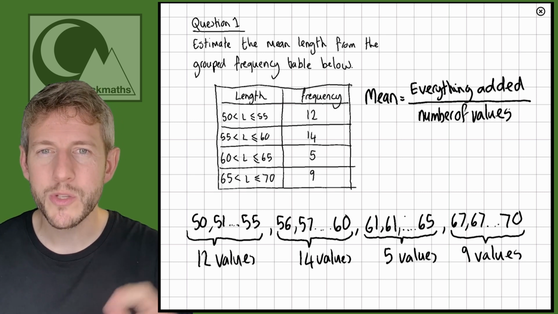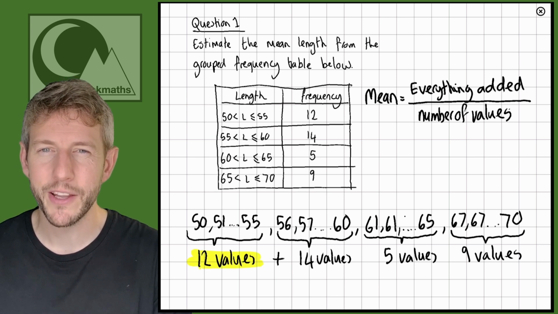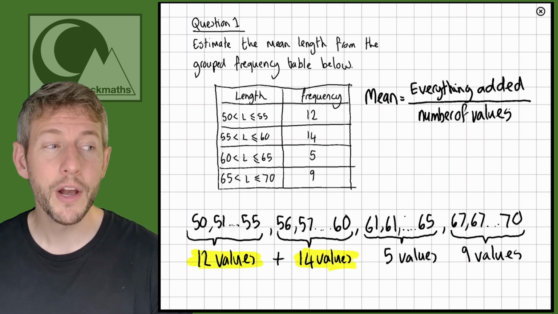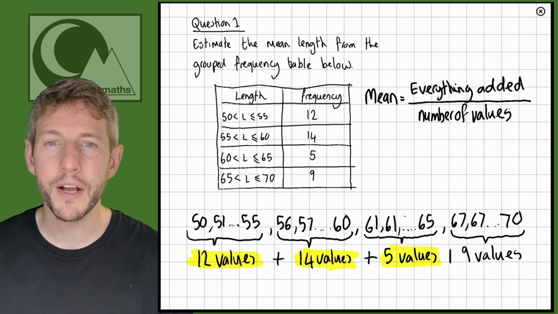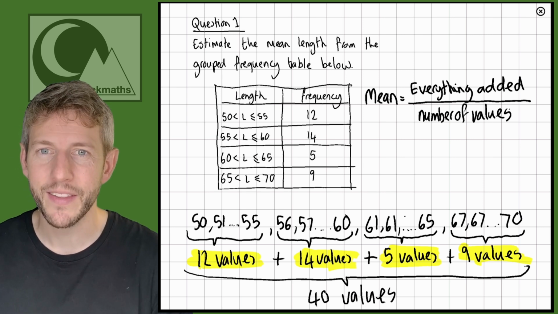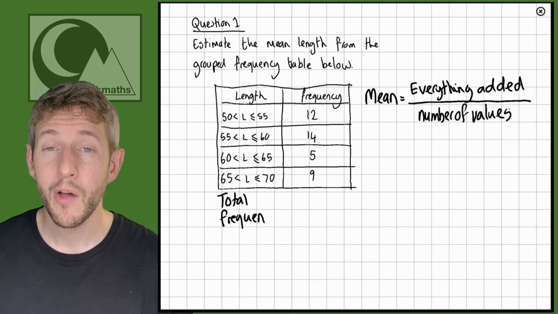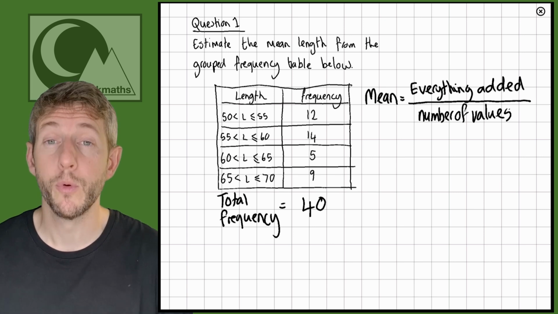Actually, at this point, I will just work out the number of values that we have. We've got 12 values plus 14 values, so that makes 26. Then I've got 5 values there, so that takes us up to 31. And then I've got 9 values in the last row. So I've got 40 pieces of data here. That's what this table is saying. I've collected the results for 40 pieces of data, so the lengths from 40 things.